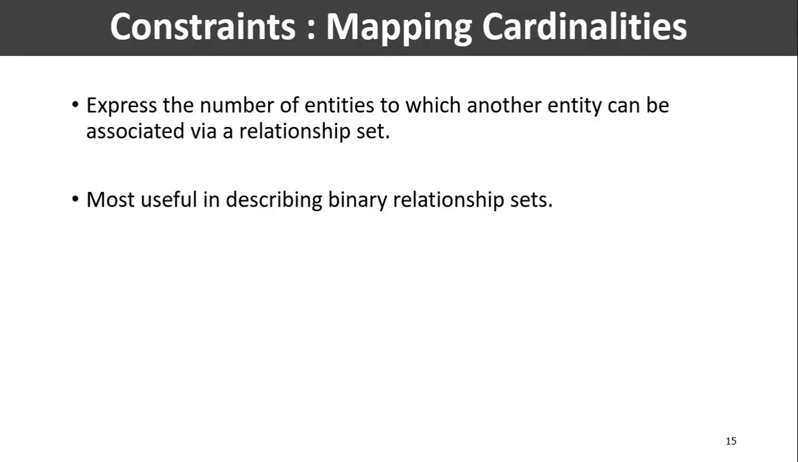Binary relationship sets are the relationship sets wherein two entity sets are participating. So we have seen earlier the concept of degree. So if in a relationship set two entity sets are participating, then we say that the relationship or the relationship set is binary or having degree 2. So, if we are dealing with the binary relationship sets, this concept of mapping cardinalities becomes most useful.